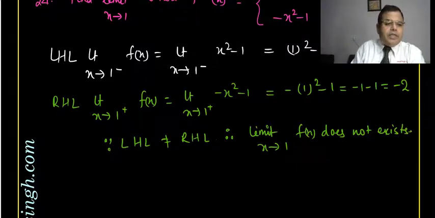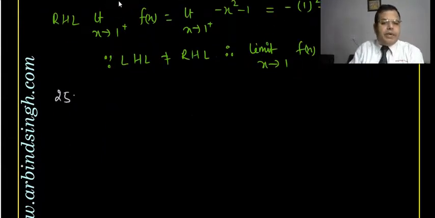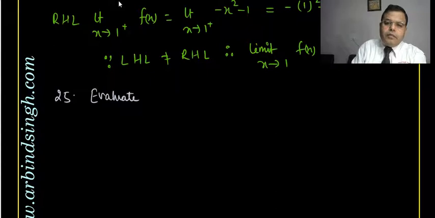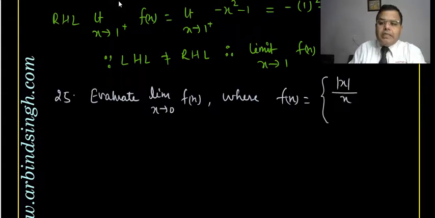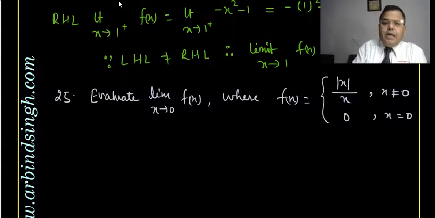Okay, now the next question is question number 25. Question number 25 is: evaluate limit x tends to 0 f(x), where f(x) is defined as mod x by x when x is not equal to 0, and 0 when x is equal to 0. Now we will check the left hand limit and right hand limit here.